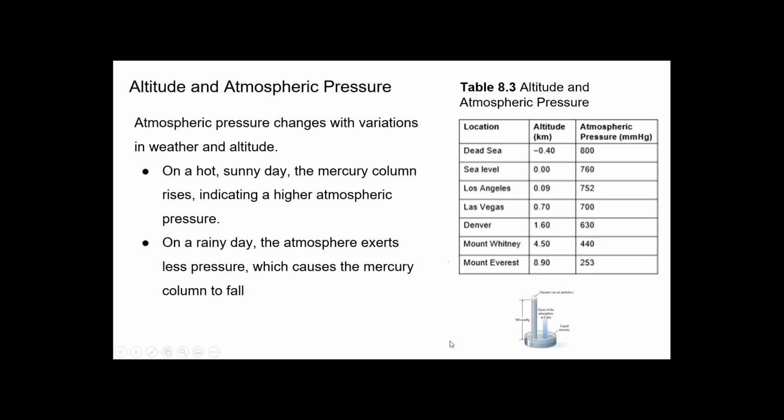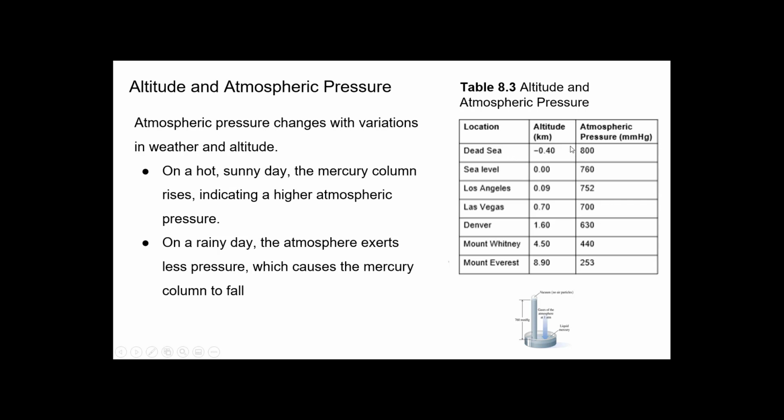Okay, so altitude and atmospheric pressure. It's exactly what I had just showed you here. On a hot day, the mercury column rises, because the pressure will push down on this, indicating a high atmospheric pressure. On a rainy day, the atmosphere exerts less pressure. So pretend we pull this arrow up and allow this liquid to come here, and it will push down on here because it can release the pressure that's inside the column.